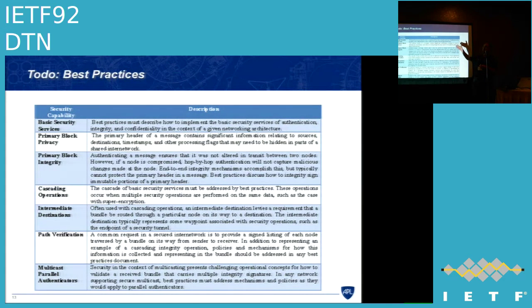The question then is, if you can identify common, well-defined security capabilities, basic security services such as authentication, integrity, and confidentiality, primary block privacy, primary block integrity, cascading operations, intermediate destinations, path verifications, multiple parallel authenticators, and others as we are collecting them, how do you make sure you do them with a set of small, non-monolithic RFCs working together? That is a meta document, if you will, that can talk about how you achieve these services with what we have. Again, the smaller distributed model is the goal.